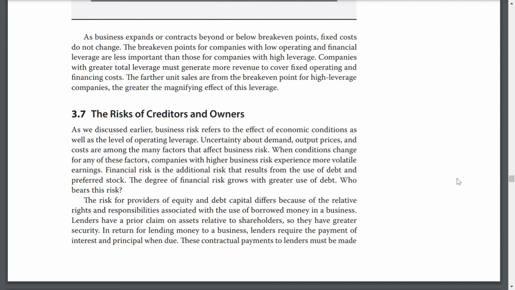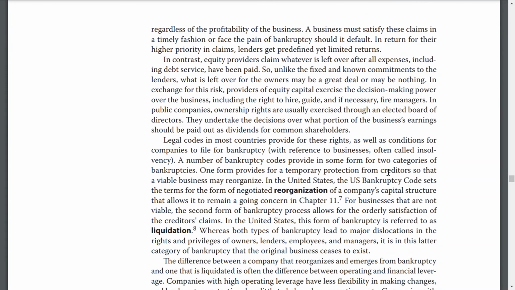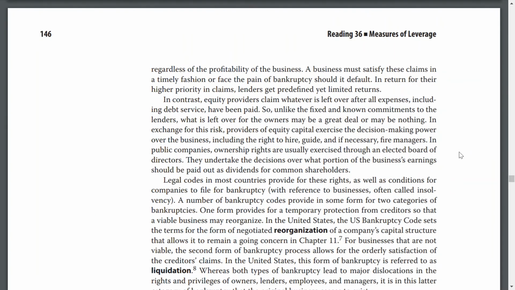Lenders require a payment of interest and principal when due. These contractual payments to lenders must be made regardless of the profitability of the business. A business must satisfy these claims in a timely fashion or face the pains of bankruptcy should it default. In return for their higher priority claims, lenders get predefined yet limited returns. In contrast, equity providers claim whatever is left over after expenses, including debt services, have been paid.